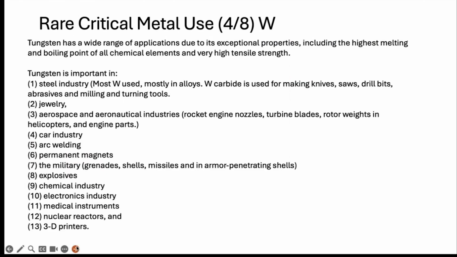Tungsten also has a wide range of applications. It has the highest melting and boiling point of all chemical elements and a very high tensile strength. It's used a lot in the steel industry. Many of these other metals are used as alloys in steel, in jewelry, aerospace and aeronautical industries, parts, the car industry, arc welding, permanent magnets, the military, explosives, and the chemical industry. You can see it has a wide range of applications.